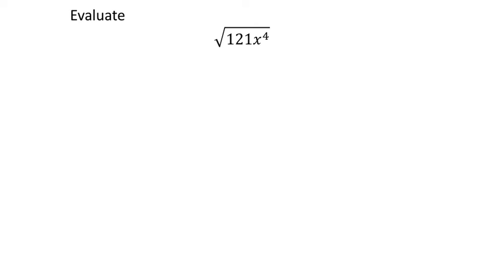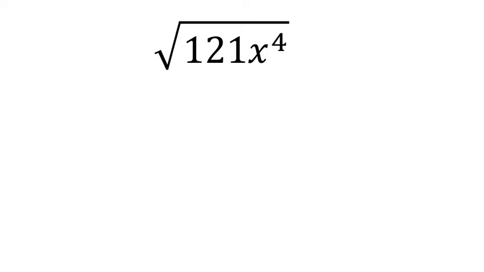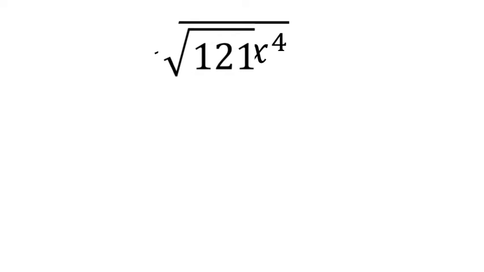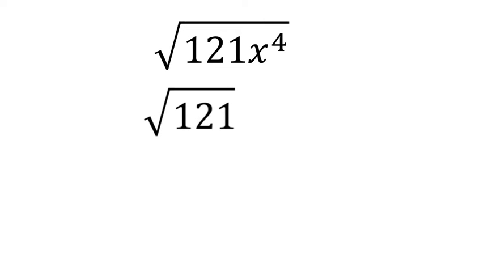So this one, all right? We got square root of 121 times x to the power of 4. Let's make that bigger. So I'm going to separate them, okay? So I'm going to make this the square root of 121, and then I'm going to multiply it by the square root of x to the power of 4. Well, the square root of 121 is a perfect square, 11. That would be 11 times 11, and then I would multiply that by the square root of x to the power of 4. What times itself is x to the power of 4?